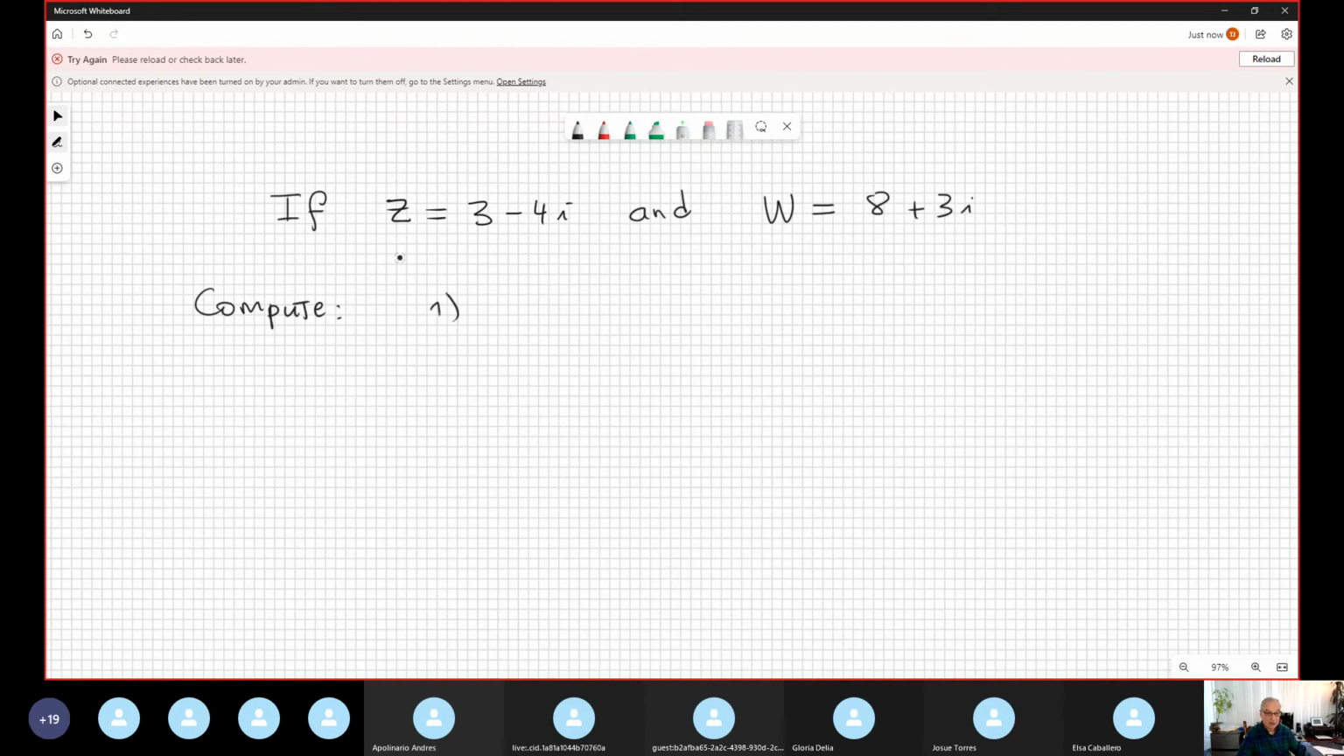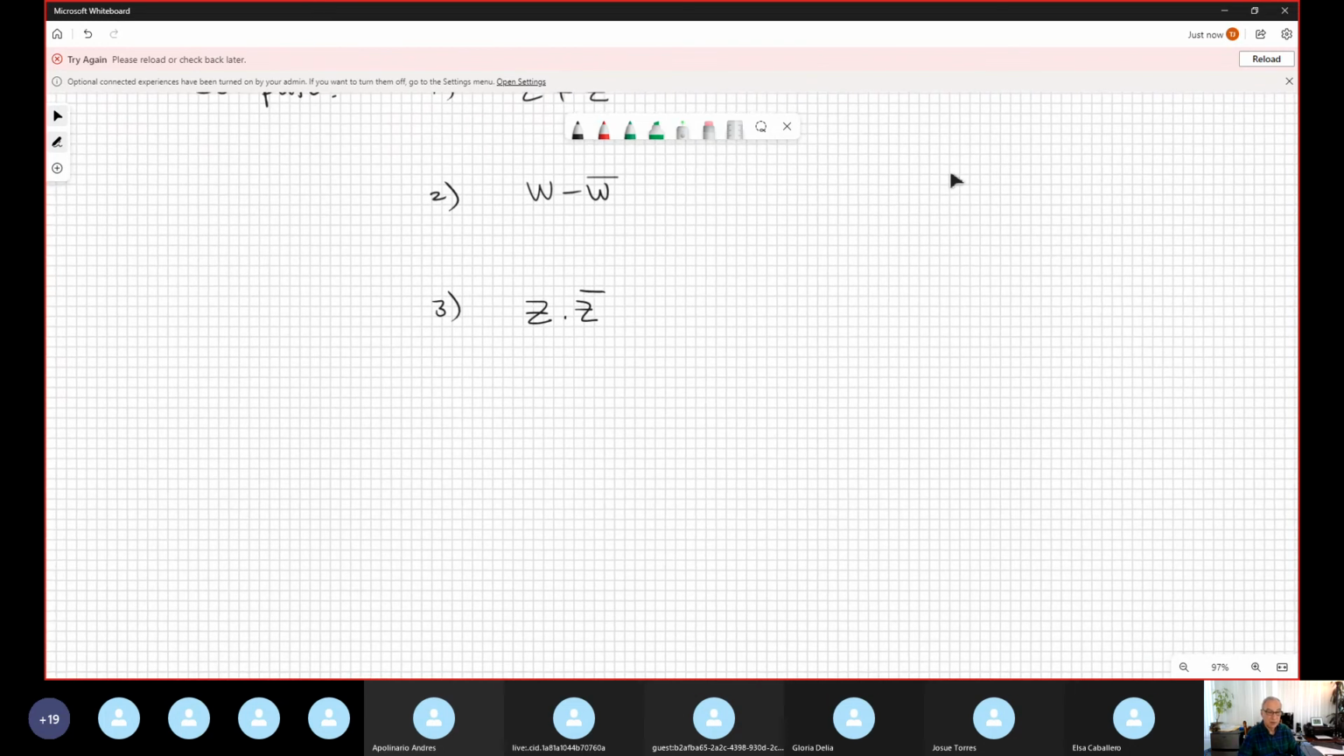Number one, Z plus Z hat. Number two, W minus W hat. Remember, hat is a symbolic representation for the conjugate. Number three, Z times Z hat. And number four is Z minus W hat. Okay, let's do it.